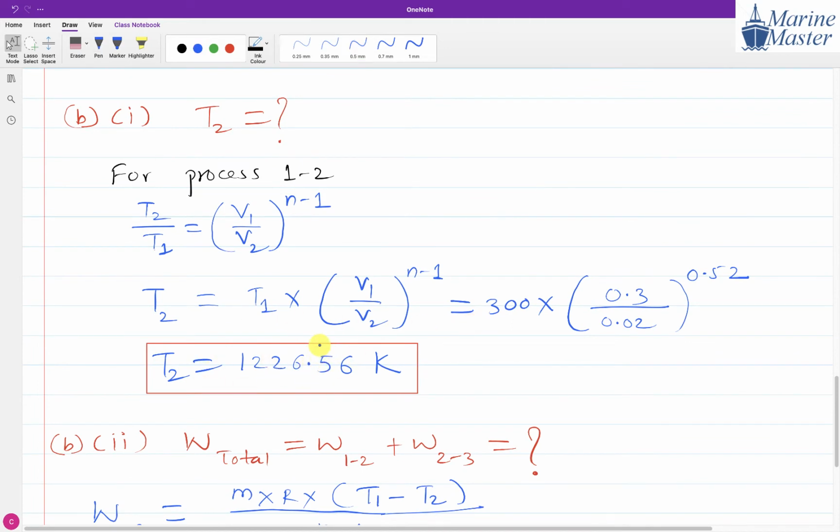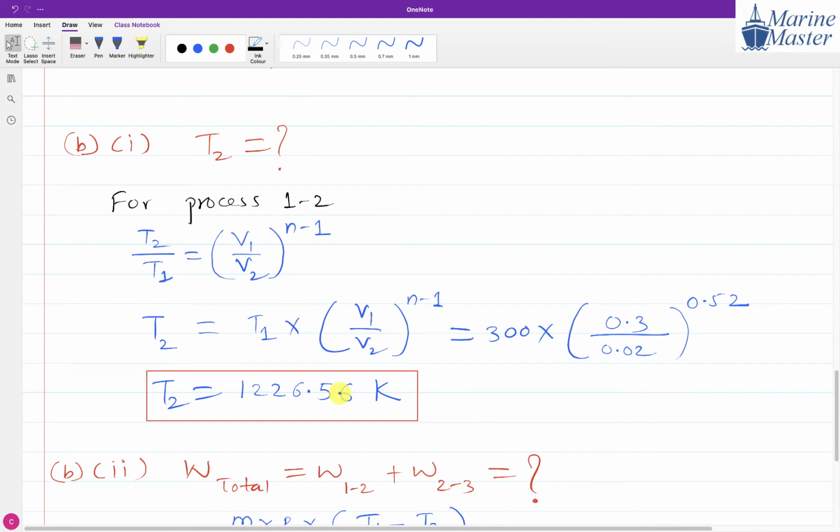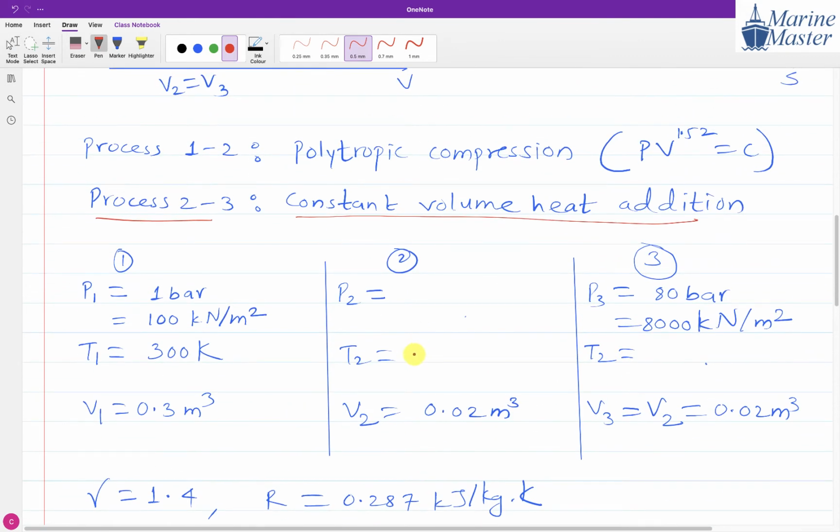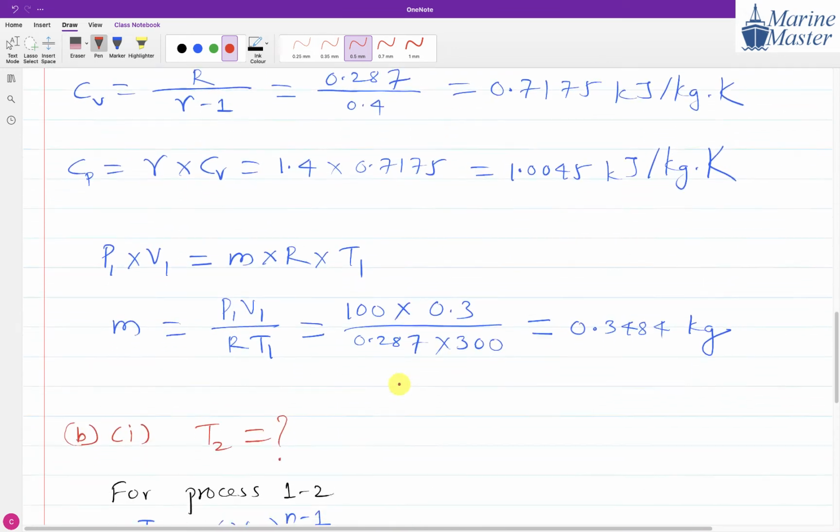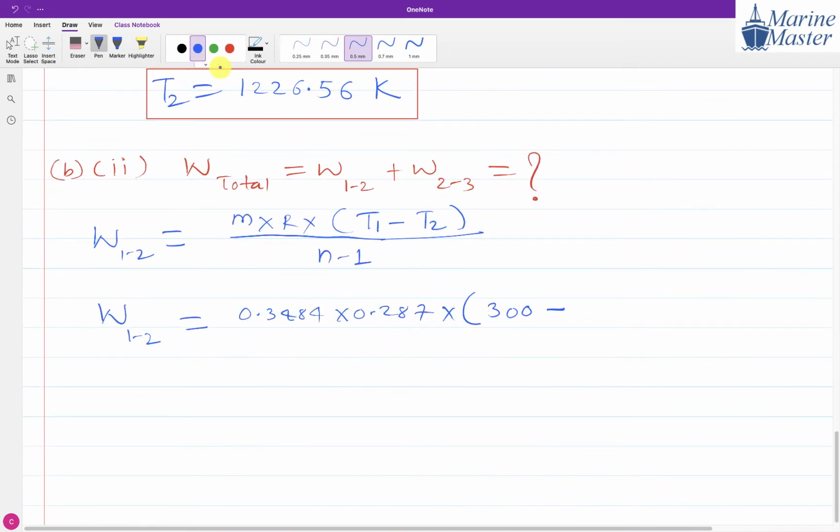Before going further, always remember, I forgot to tell you: whenever we get any pressure and temperature, we always add that pressure and temperature in the table. So generally try to add that temperature into the table. So 1226.56 Kelvin. Add this temperature into the table. After adding this temperature, now how much T2 do we have?